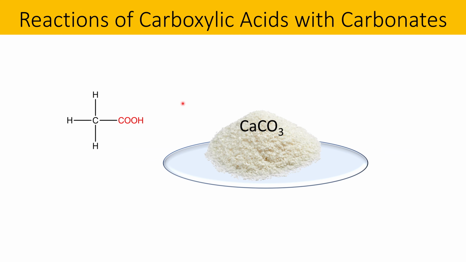So let's have a look now at an example of a carboxylic acid neutralising another substance, carbonates. Remember, carbonates are an example of an insoluble base, a base that does not dissolve in water, but it will dissolve in acid. And carboxylic acids are going to react with carbonates much in the same way that any acid would. This is going to be an example of a neutralisation reaction.